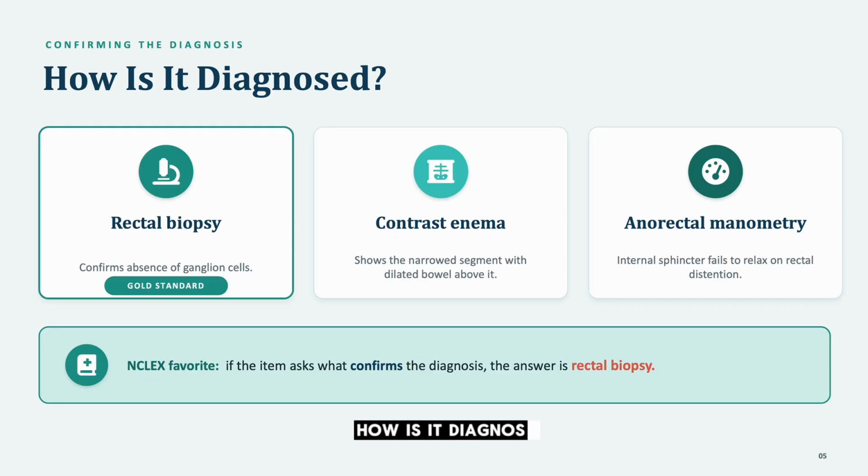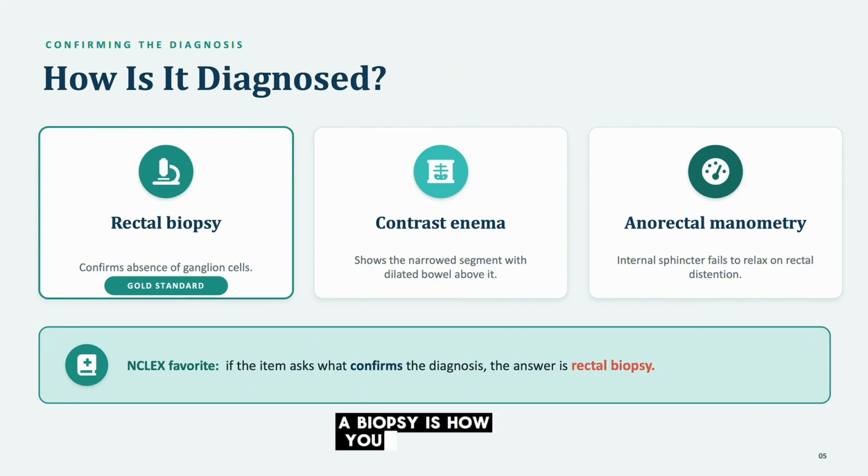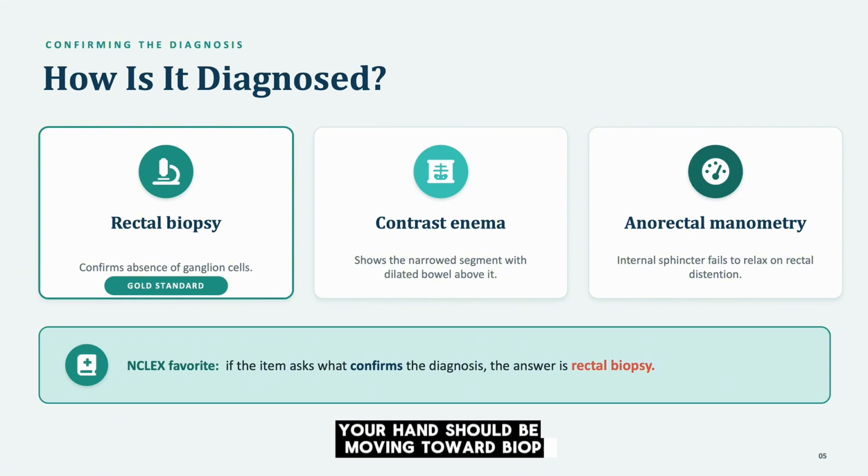How is it diagnosed? 3 tests. Only one is the answer they want. Let me make the ranking obvious. Rectal biopsy is the gold standard. It's the definitive confirming test. Why? Because the whole disease is defined by missing ganglion cells. A biopsy is how you prove those cells are absent. You're looking directly at the tissue. If an option says confirms the diagnosis, your hand should be moving toward biopsy.